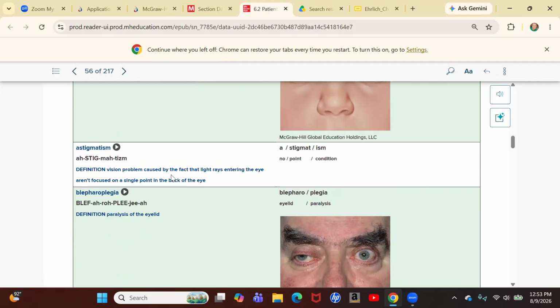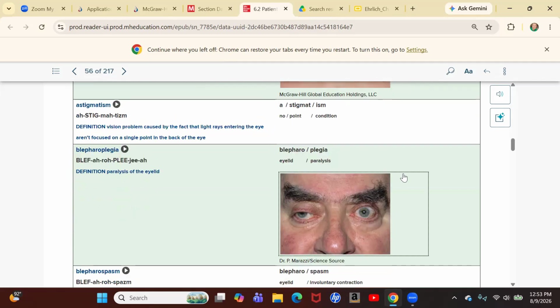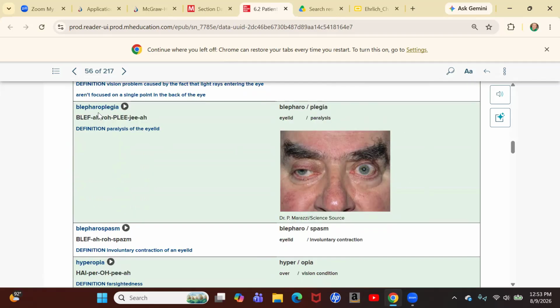Astigmatism, this is the vision problem caused by the light rays entering the eye not being focused, so it's another focal point condition. That's prefix a meaning no, stigmato meaning point. Blepharoplegia here, blepharo meaning eyelid, plegia meaning paralysis. So this is the paralysis of one of the eyelids here.